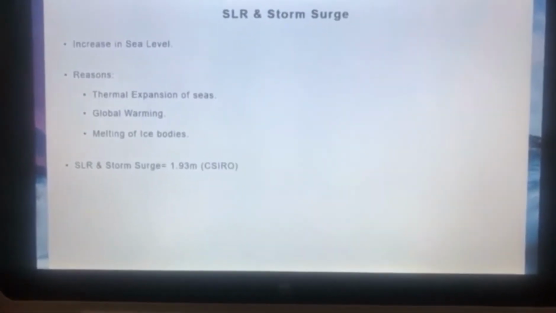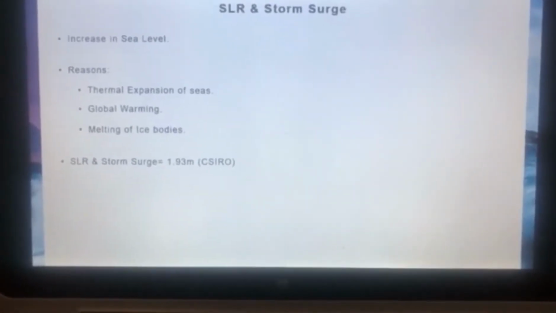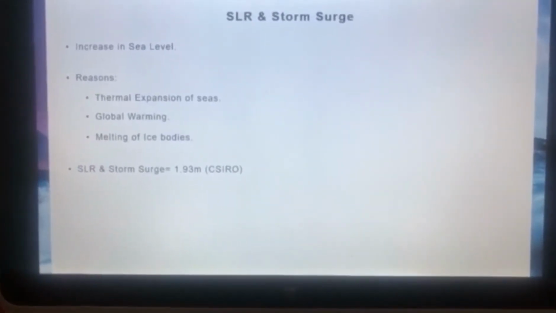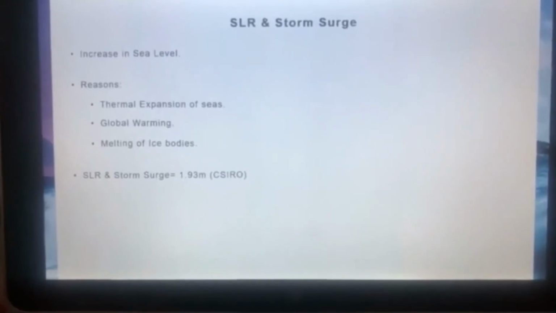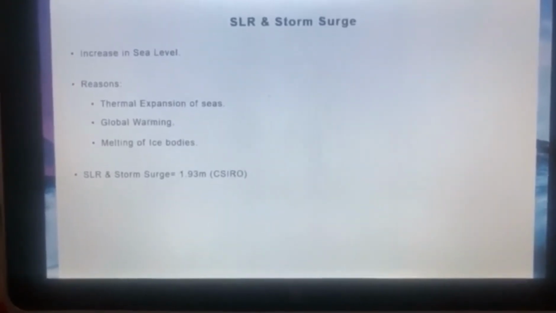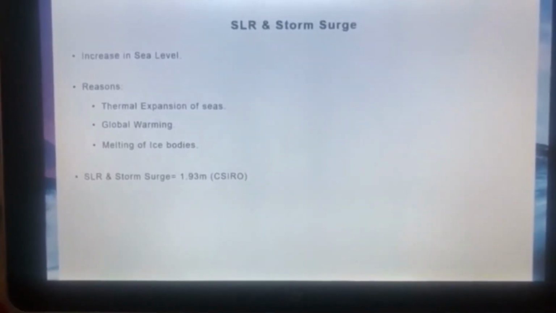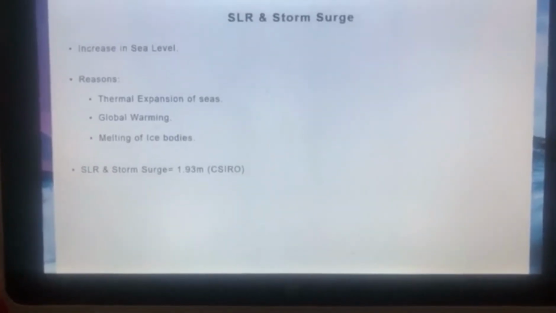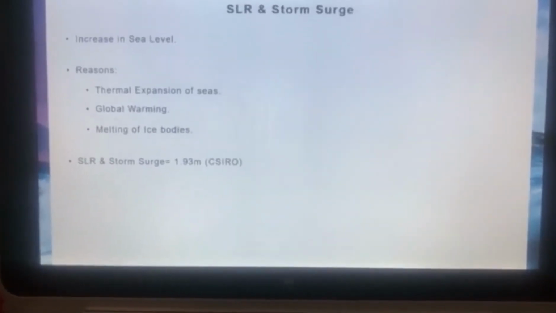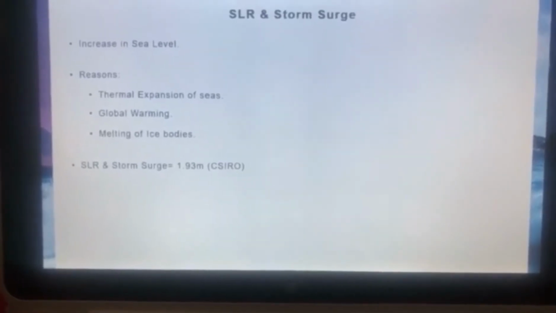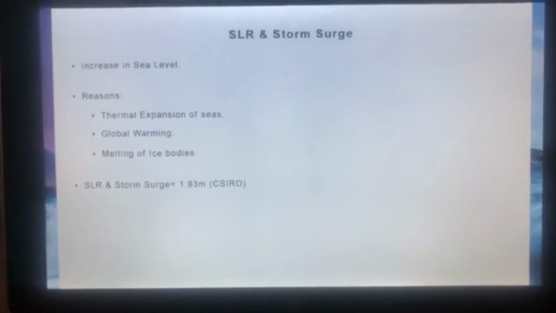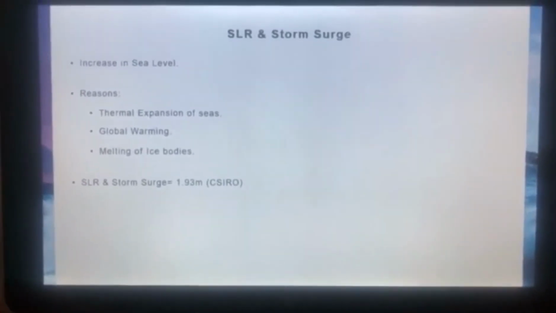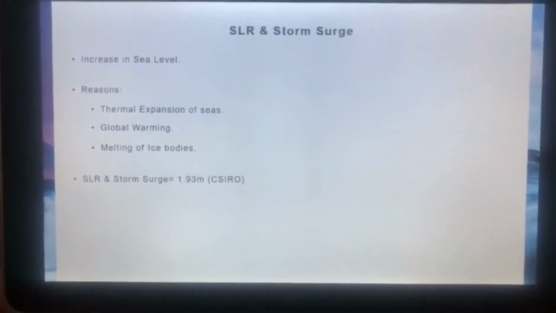It is mainly due to the following reasons, which include thermal expansion of seas, because the climate change over the years is increasing the temperatures, which causes the water to expand. So we experience an increase in the sea level. Also, global warming contributes to the increase in sea level and the melting of ice bodies like glaciers and ice caps, etc. So for the SLR and storm surge, from the CSIRO website, which had all the data for Gold Coast, we found out that the water level rise was 1.93 meters.